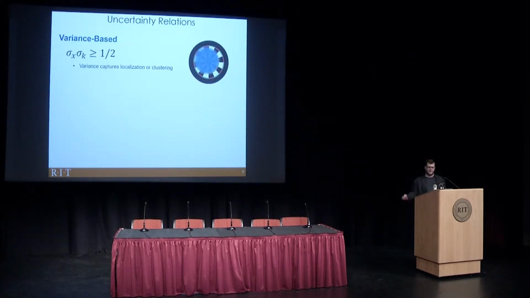Okay, so we want to build this thing up. So where are we going to start? Uncertainty relations are, of course, very closely related to entanglement, so that's where we're going to start.